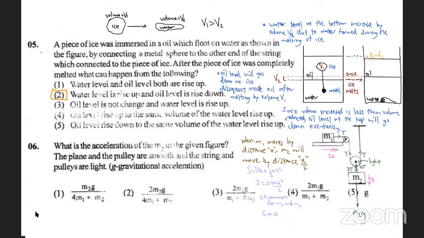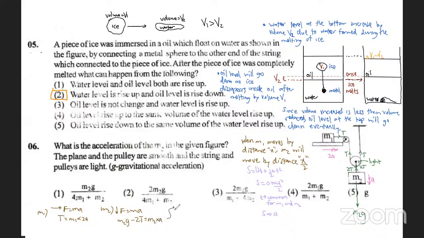First of all, let's apply F equals ma for M1 horizontally, because it's moving horizontally. There's only one horizontal force acting, that is T equals M1 into 2A. And then for M2, we have to apply F equals ma vertically downwards. Vertically downwards, M2G minus 2T equals M2 into A.